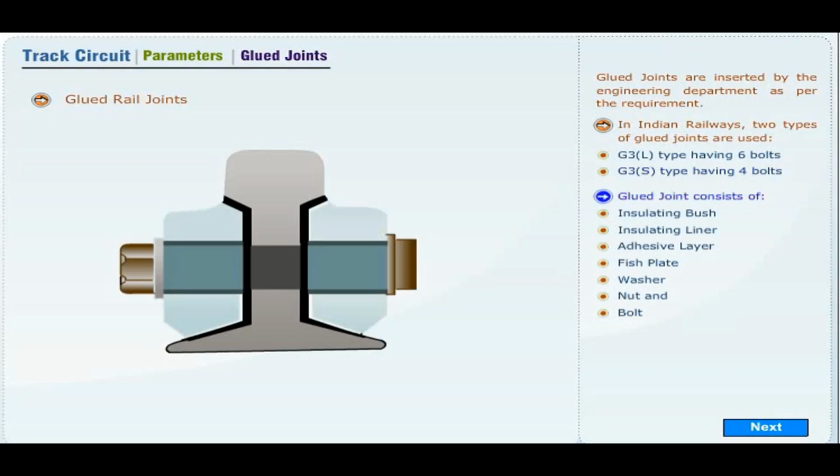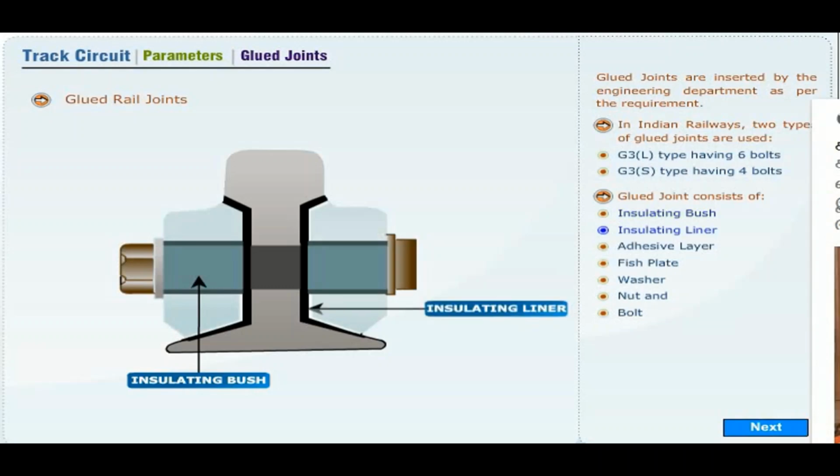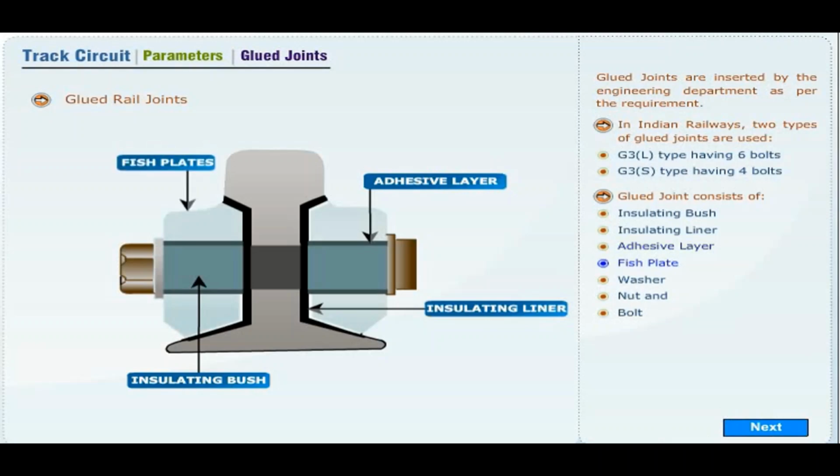Glued joint consists of insulating bush, insulating liner, adhesive layer, fish plate, washer, nut and bolt.